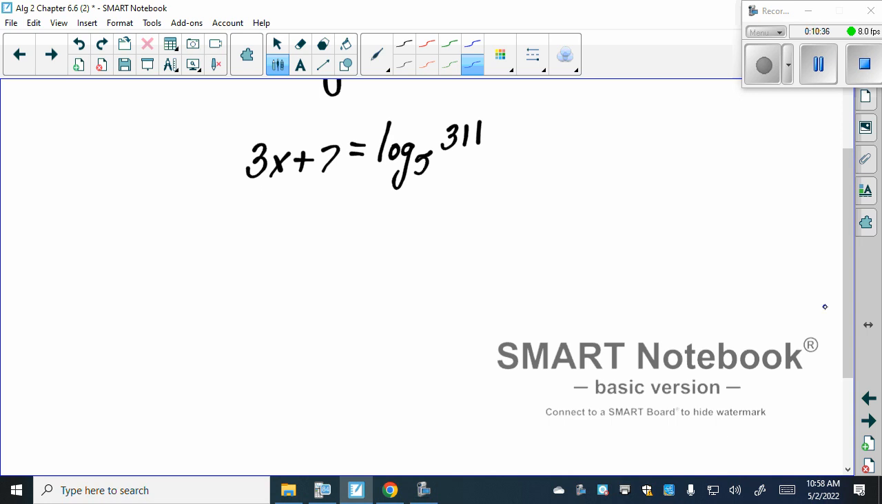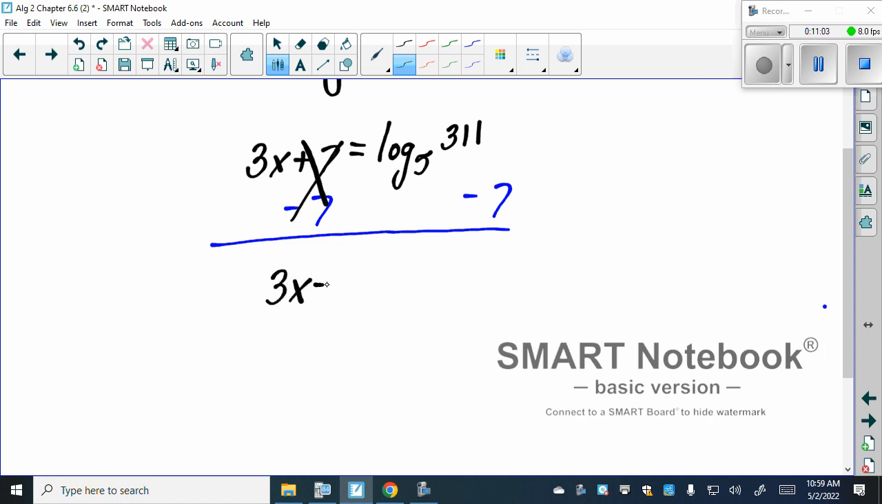And with any of these here, I would wait to the very end to type everything in so that we're not having to approximate. Because as we've seen so far, these logs do not give us nice numbers. There's a few that do, but most don't. So to get x by itself, what would we do next? Subtract 7 from both sides. And here, 7 minus 7 is 0, giving us 3x equals log base 5 of what?